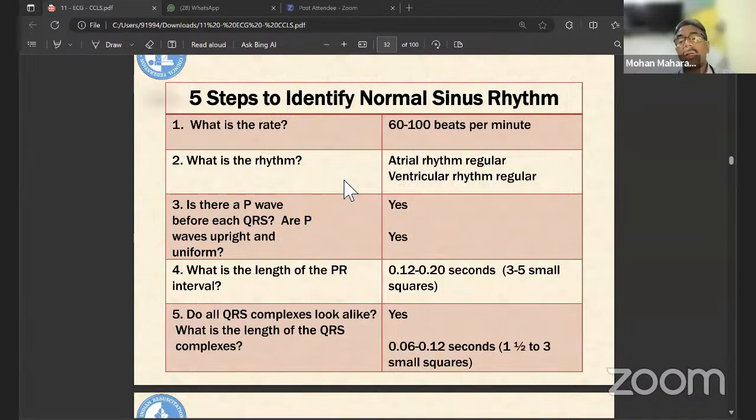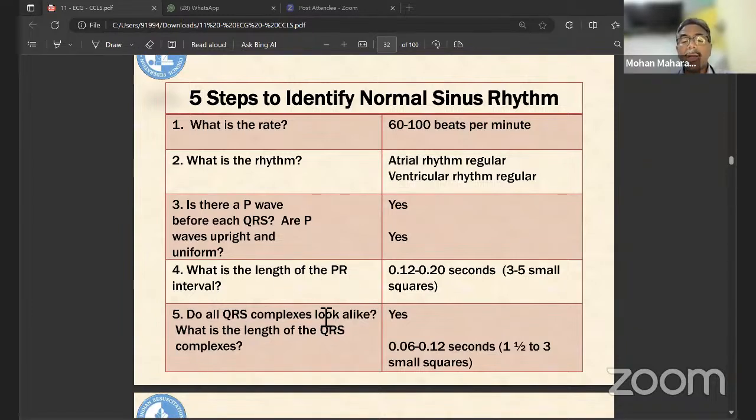Then the P wave. We understood the P wave, the different P waves also. Is there a P wave before each QRS? Yes. And are the P waves upright and uniform? Yes. So this is what a normal P wave is. Then what is the length of the PR interval? It should be between 0.12 to 0.2 seconds. Then only is the PR interval normal and correct. So again, please understand, this is what you look at for the PR interval.